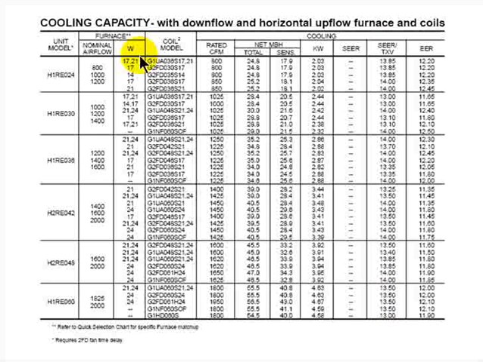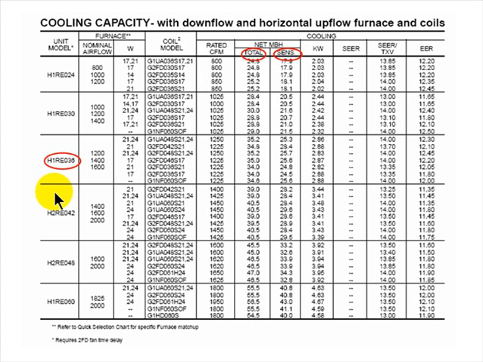So, go to the manufacturer's chart. You'll see sensible heat. You'll see total heat. All manufacturers will give you this for all of their products. Here's an old York. I'm not even sure they make this anymore. I took it out of an old York book I had. It's an H1RE036.